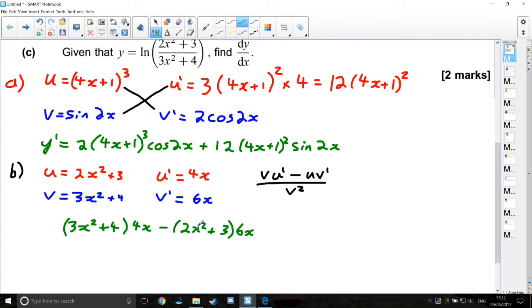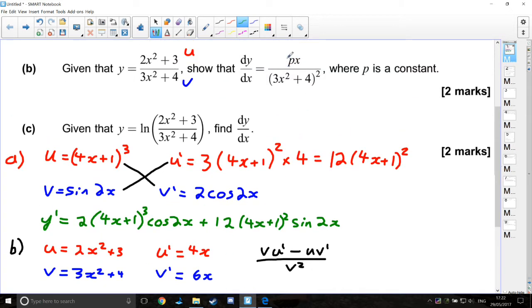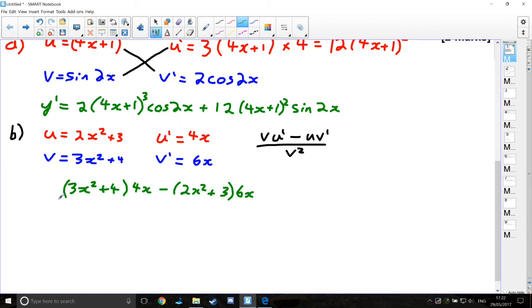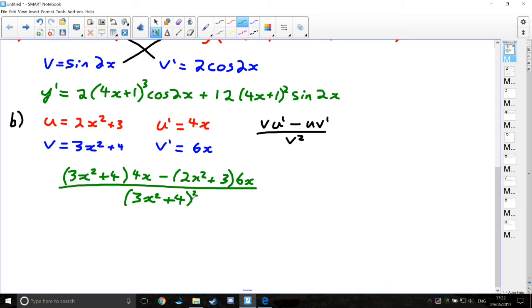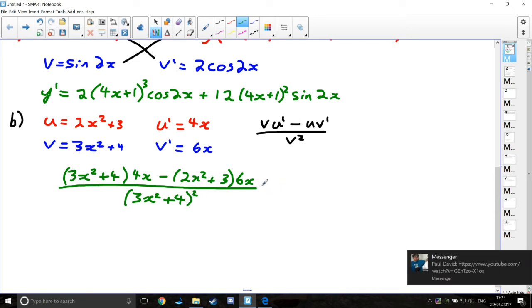So as we can see here, it looks like 6 and 2, that's going to give me 12. 4 and 3, that's also going to give me 12. And there's not going to be a quadratic term on the top there. This is all over v squared, which is (3x squared plus 4) all squared. And that is what it wanted on the bottom there. So, general rule for the quotient rule, it's not wise really to open up this bottom bracket. So just leave it be really. It's the best thing for that.